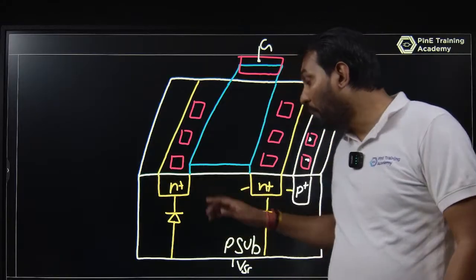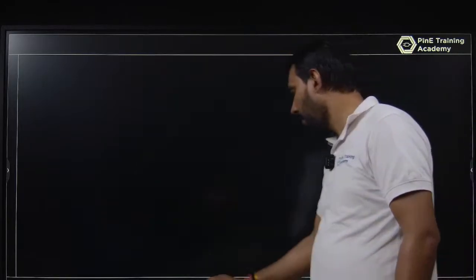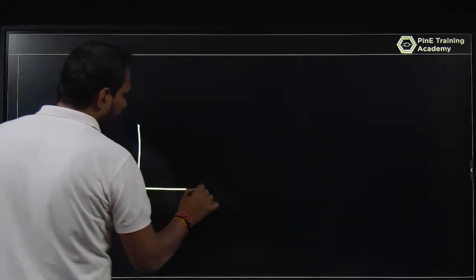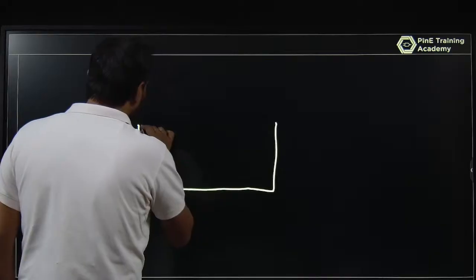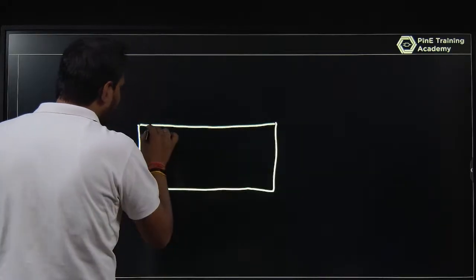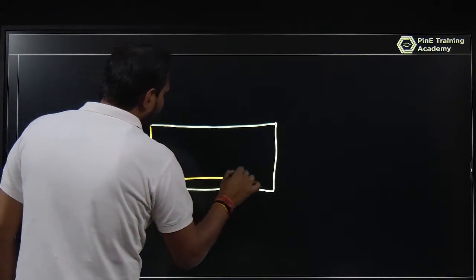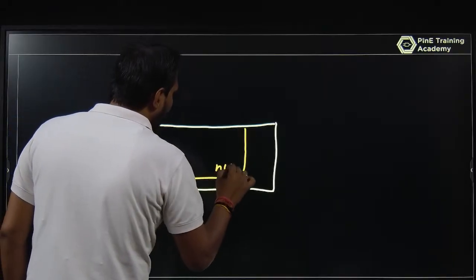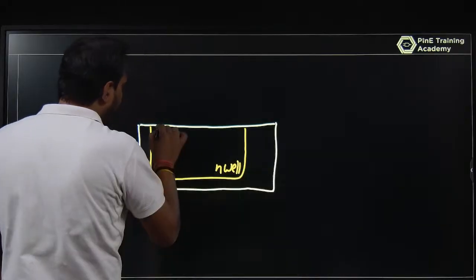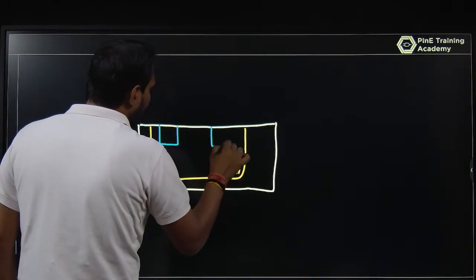Similarly, if you talk about PMOS, the cross-sectional view is like this. This is the P substrate, this is the N well, this is P plus and this is P plus.